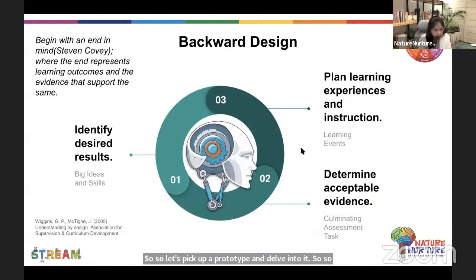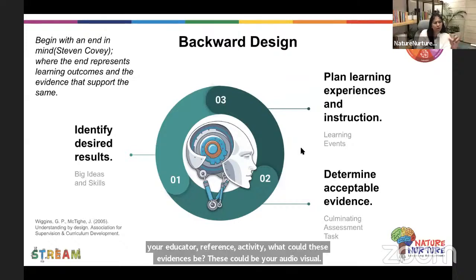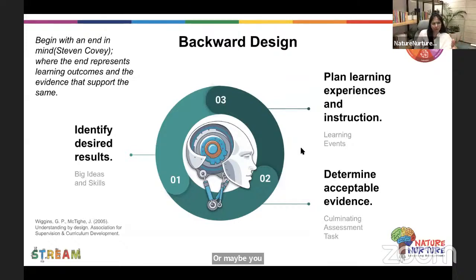So this is the backward design. You need to understand and internalize. If you want to make assessments simpler, you need to understand that your learning outcomes should be internalized here, right? And you should identify the evidences for learning. So when you read your educator reference activity, what could these evidences be? These could be your audio, visual, or maybe a Google form, or your post-it notes or anecdotal records where you are perhaps noting down the progress, and most importantly your educator records. So we will be talking about evidence for learning tomorrow.